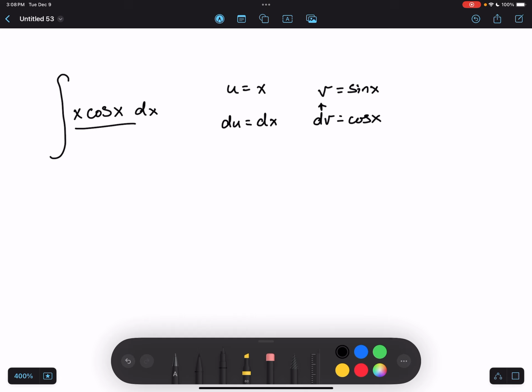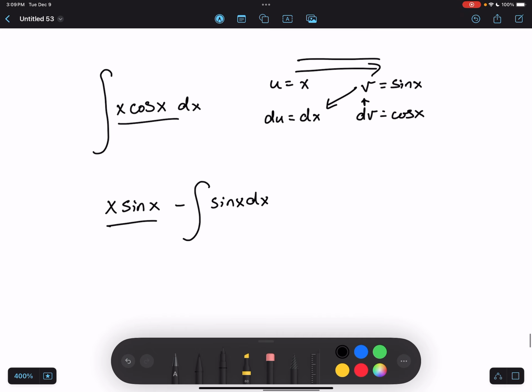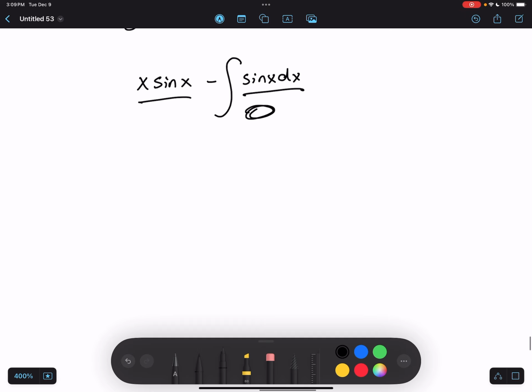V, which is the integral of dv, is simply sine x. And so, because it's integration by parts, we go across first and then down and over after. And so first we get x sine x minus the integral of sine x dx, because we go across to get this part, down and under to get this part. And now we just need to solve this integral.